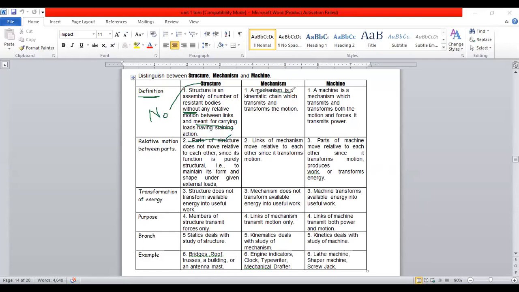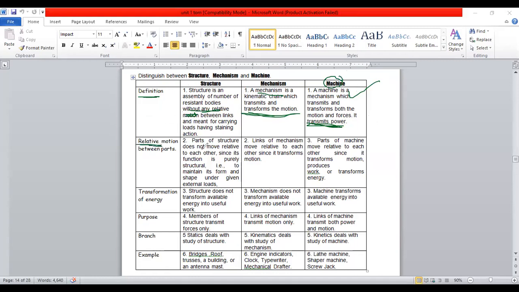Mechanism. What is mechanism? When one link of the kinematic chain is fixed, it becomes a mechanism, and it is the motion transforming device. In structure, you saw there is no motion, but mechanism is actually the motion transforming device. Machine is also a motion transmitting device, but it also transmits power. So machine is a mechanism which transmits and transforms both motions and forces. It transmits power as well. Hence we call it the machine.